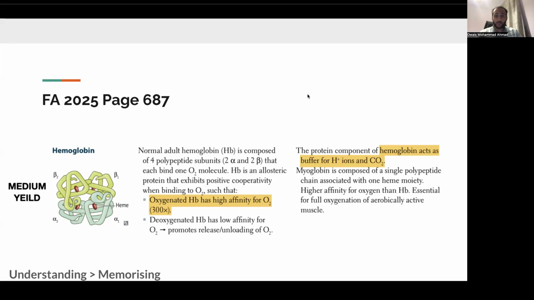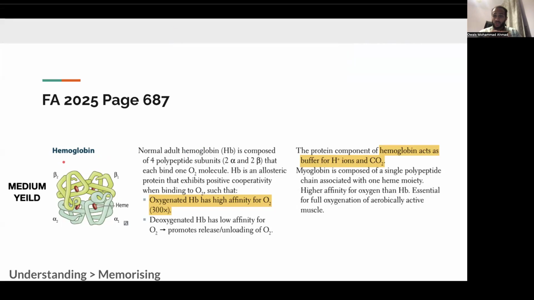And in today's video, we're going to be essentially speaking about hemoglobin. We're going to be speaking about the Bohr effect and how the dissociation curve functions. I want to start off first of all with hemoglobin.